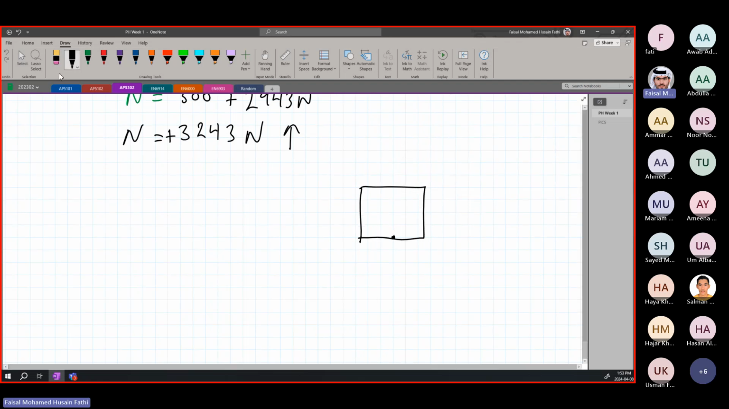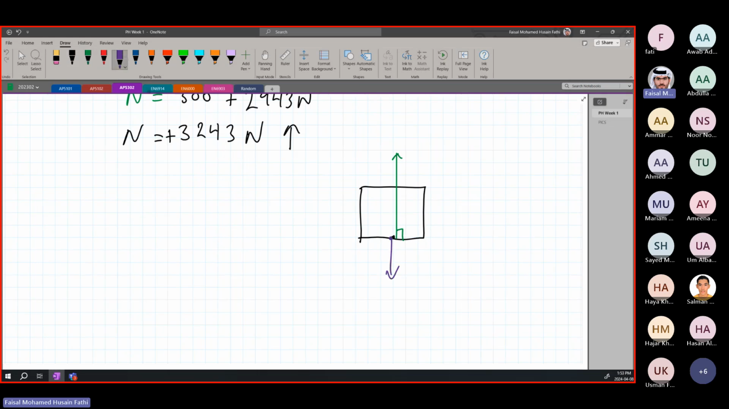Let me color code it so it's clearer. So we know that this is our normal force, which is always perpendicular to the surface. And we have our gravity force, which is the weight. And they could say, for example, there's a force being applied to the box in the upward direction. This will cause an acceleration. So again, in this case, the W is not going to be equal to N. All right, this is the whole idea.